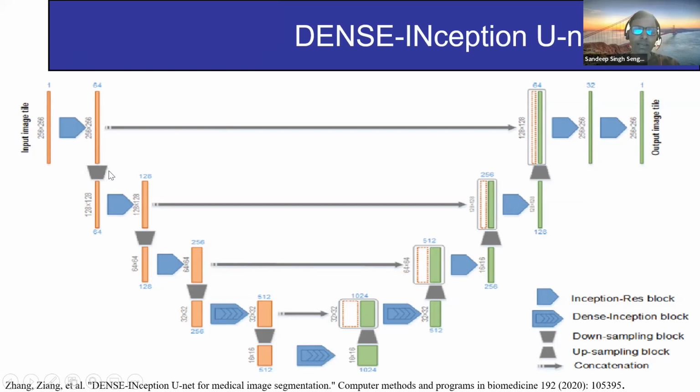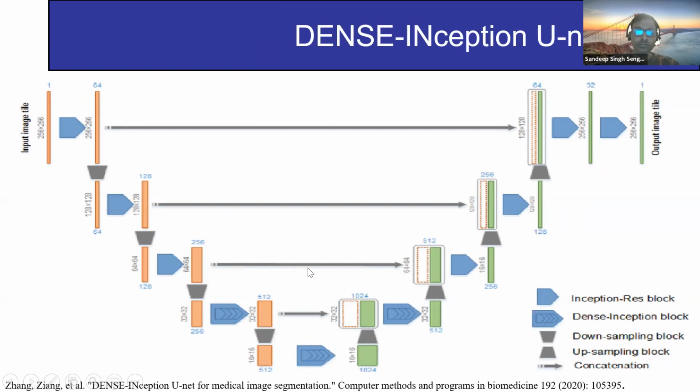Next, we are going to apply the downsampling block. So in place of simple max pooling, we are applying the downsampling block. Again we use the inception residual block, then downsampling, just like in this encoder part. Finally at the compact layer, at the bottleneck layer, we are using this dense inception block. In the same way, we apply the upsampling block and do the concatenation. And from encoder to decoder, we are using the skip connection.